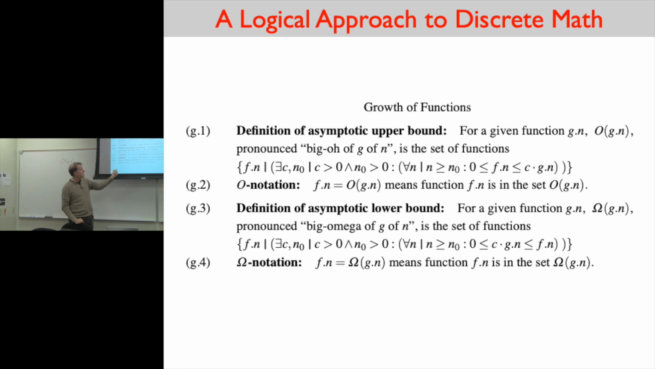And what do we know about the c and the n naught? They are both positive, such that for all n, now we have a nested quantifier, what's the range of n? Greater than or equal to that n naught, which is positive. 0 is less than or equal to f of n is less than or equal to c times g of n.